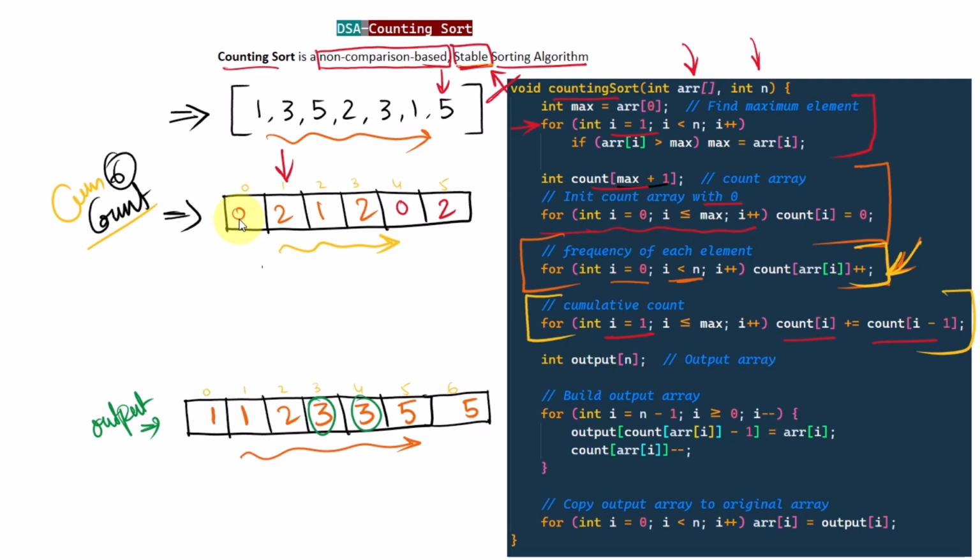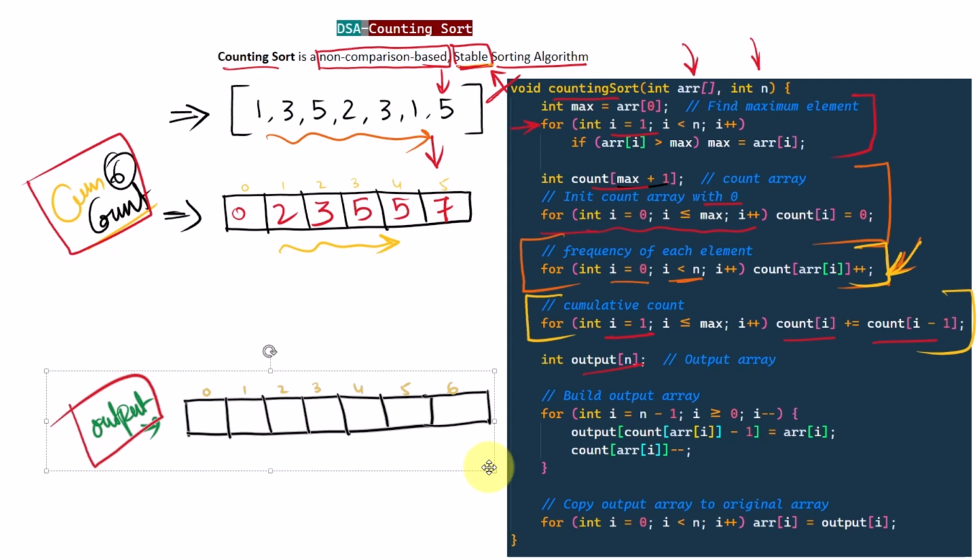So 2 plus 0, so this will be 2. Next we have the count 1 which will be added with the previous count, so 2 plus 1, so this will be modified to 3. Next we have the count 2, 3 plus 2, so this will be 5. Next we have 0, so 0 plus 5, so this will be 5. And next we have 2, so 5 plus 2, so the modified count will be 7. So this is the way we can create this cumulative count array.